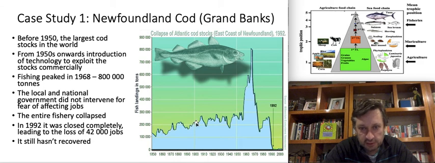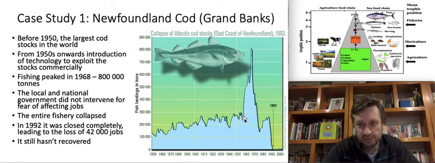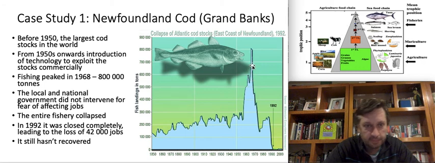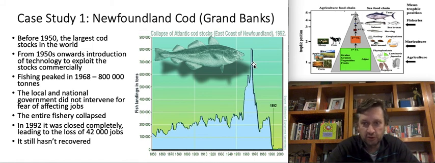Throughout the 1930s, 40s and 50s, it was pretty much sustainably fished. But in the late 50s and early 60s, there was a huge explosion in the size of the fishing fleet and the fishing gear and the fishing technology available to exploit that fishery. And the exploitation of that fishery exploded. It peaked in 1968, where about 800,000 tonnes of Newfoundland cod were fished in a single season.